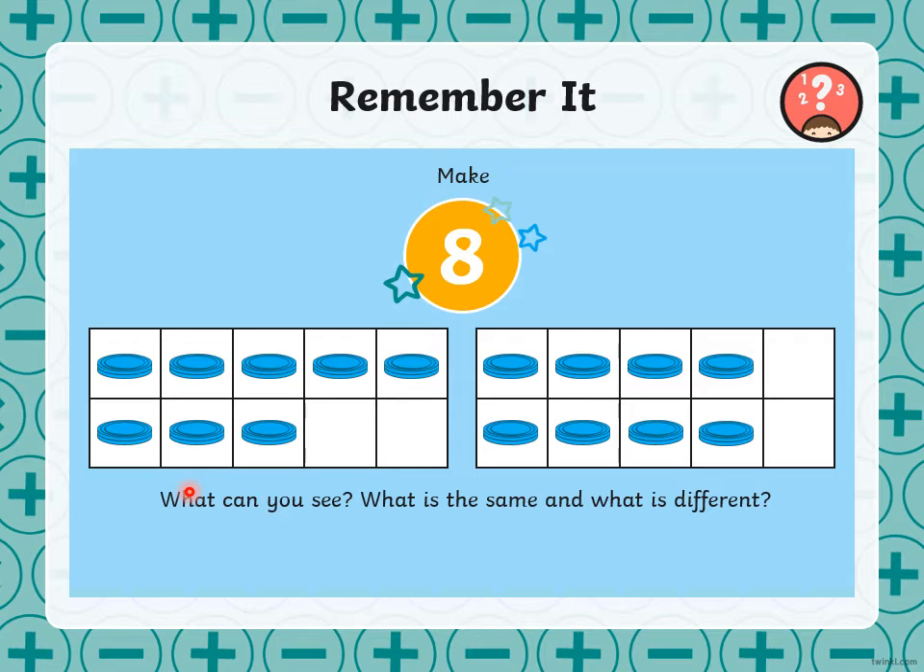Okay, let's take a look at the second 10 frame and see if it's different. Okay, so this one has 2 rows of 4. So 4 plus 4 equals 8. And we can count by 2 again. So 2, 4, 6, 8.